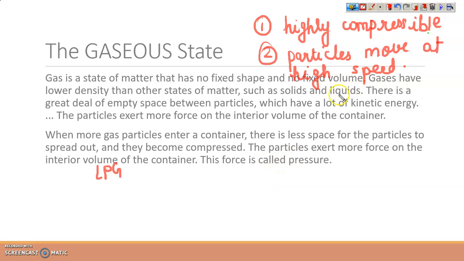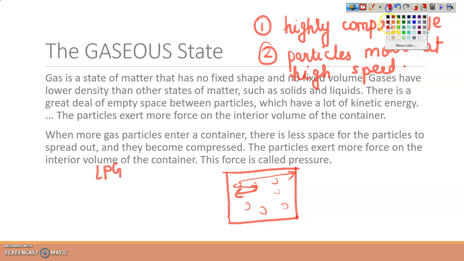Due to this movement, the particles hit each other and also the walls of the container. Suppose this is a container and a gas is inside it. Gas particles are apart, so I'm drawing them a bit apart. They move at high speed, so they sometimes hit each other. This is the wall of the container. Sometimes they hit each other, or they can hit the wall of the container.